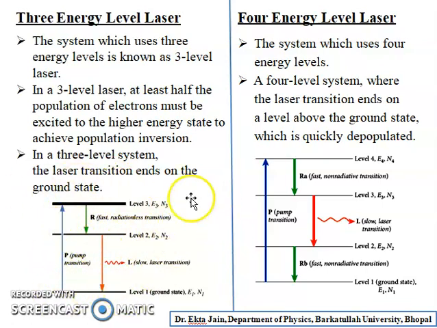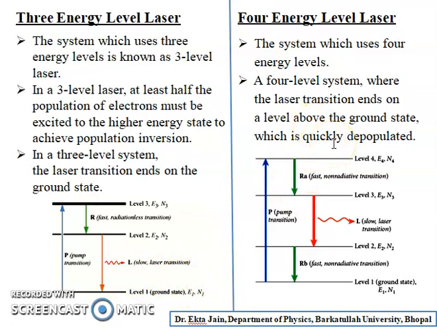What is our first step? The atom will go from E1 to E3 directly, but it will not come from E3 to E1 directly. How will it come? It will come from E3 to E2 and then E2 to E1. So the transition from E3 to E2 is fast, while the transition from E2 to E1 is a slow transition. Here we will achieve the laser transition. Here we will achieve the stimulated emission.